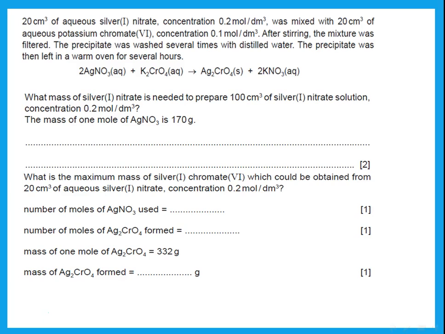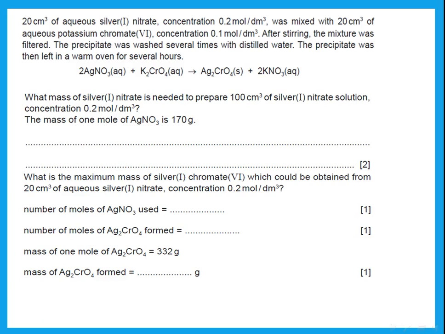Okay, 20 cm³ of aqueous silver nitrate, concentration this, was mixed with 20 cm³ of aqueous potassium chromate, concentration this. After stirring, the mixture was filtered. The precipitate was washed several times with distilled water. The precipitate was then left in a warm oven for several hours. And the first question says, what mass of silver nitrate is needed to prepare 100 cm³ of silver nitrate, concentration this?